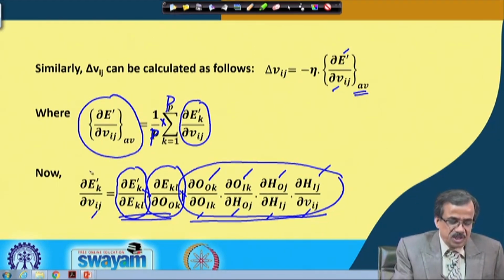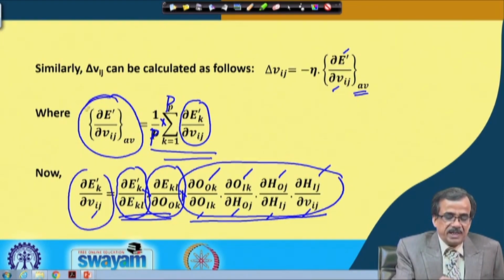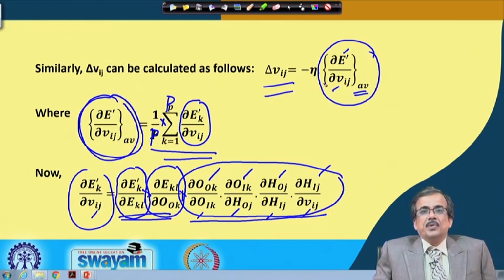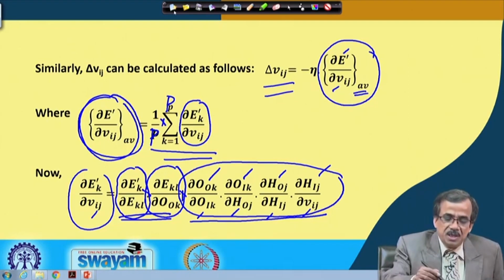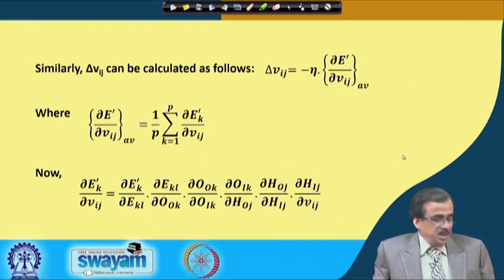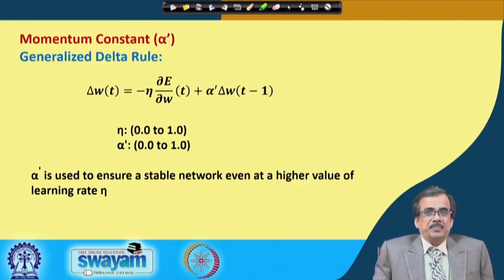Now, once you have got this derivative using this formula, I can find out this average, and once I have got this average, I will be able to find out what should be the change in V_ij. So, this is the way we can update the connecting weights using the batch mode of training. Now, supposing that we know the updated values for the connecting weights.